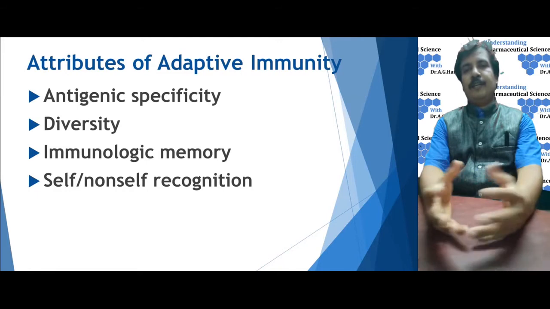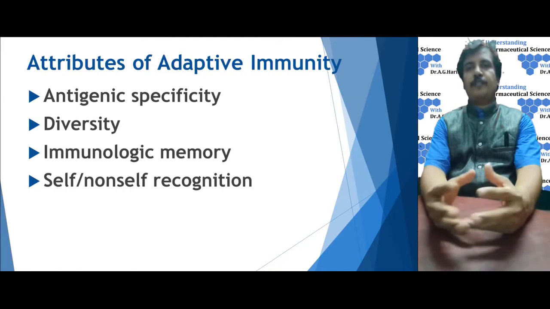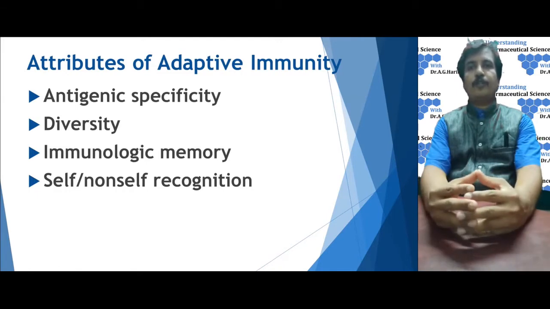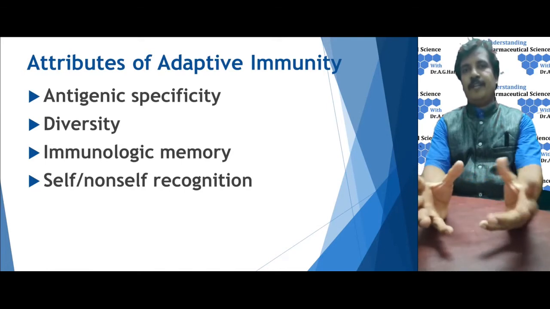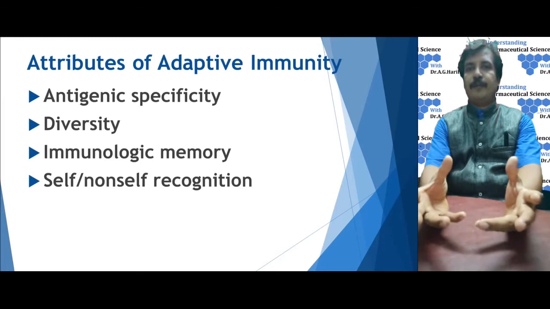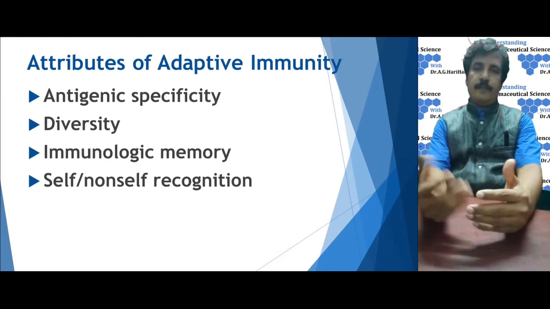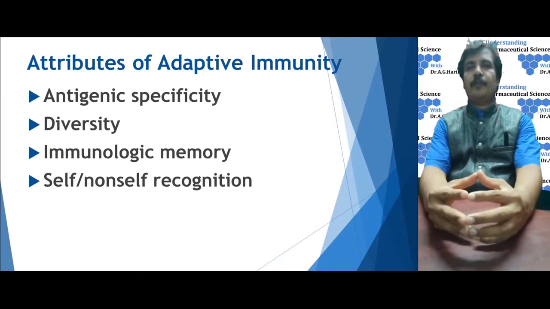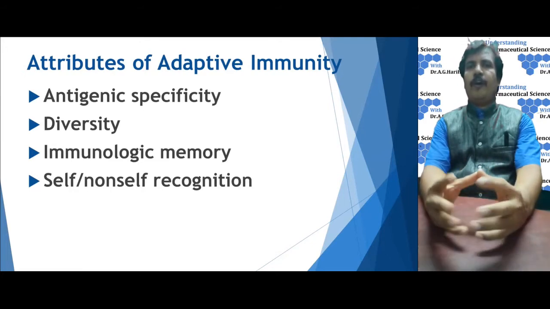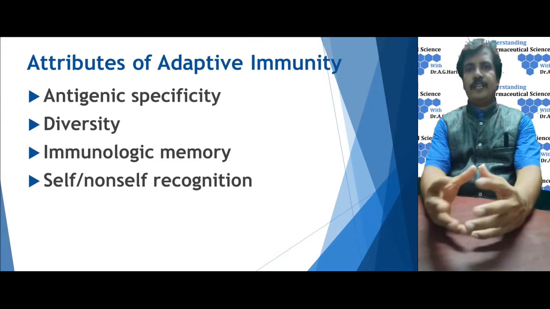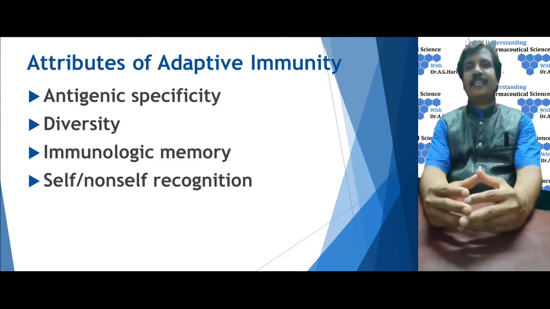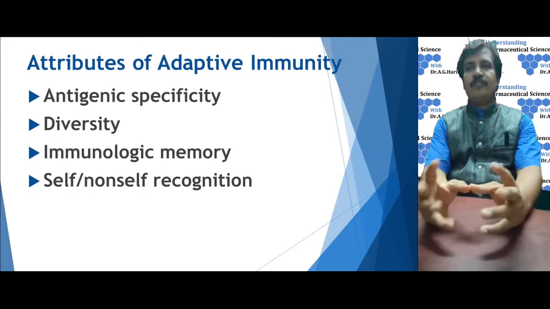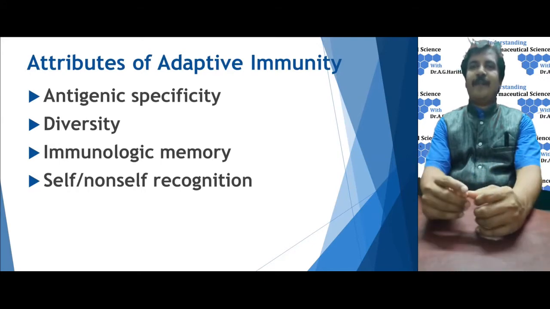Mostly 99% of antigens are protein in nature, and our body also carries surface proteins. The protein which is ours is called the self protein, and the protein present in microorganisms or any foreign chemicals is called a non-self protein. Our lymphocytes have to distinguish between self and non-self protein so that they can easily eliminate it. So these four attributes contribute to adaptive immunity.